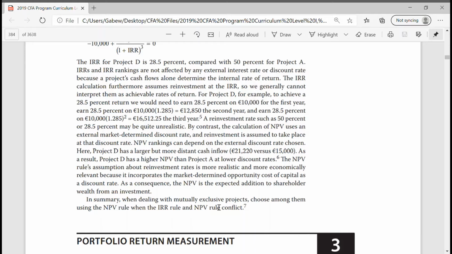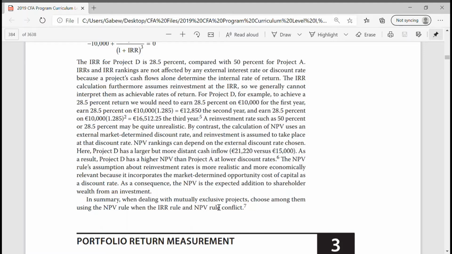Here, Project D has a larger but more distant cash flow of 21,200 versus 15,000. As a result, Project D has a higher NPV than Project A at a lower discount rate. The NPV rule's assumption about reinvestment rates is more realistic and economically relevant because it incorporates the market-determined opportunity cost of capital as a discount rate. As a consequence, the NPV is the expected addition to shareholders' wealth from an investment. In summary, if we are dealing with mutually exclusive projects, choose among them using the NPV rule when the IRR rule and the NPV rule conflict.